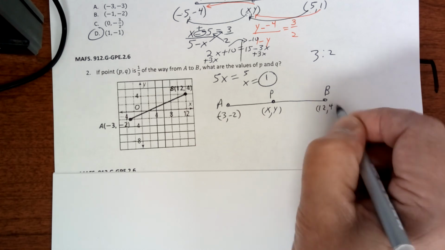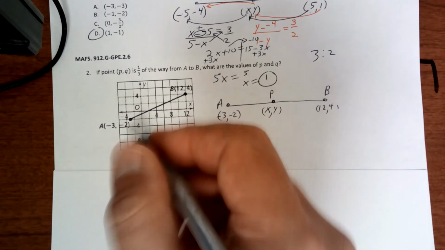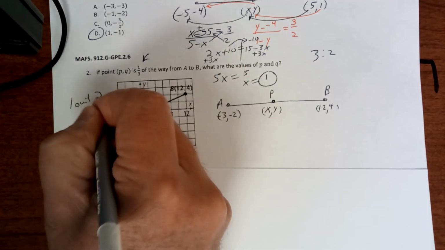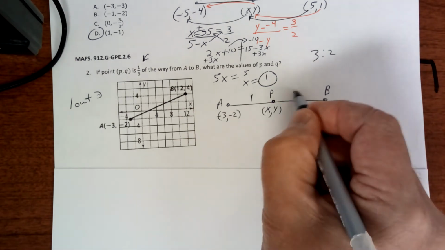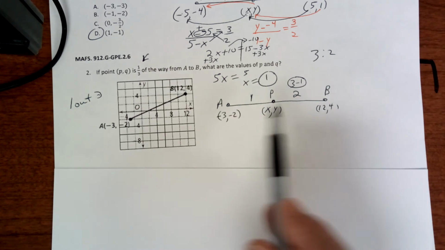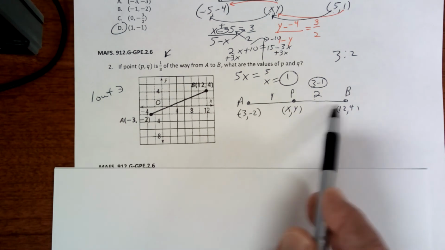So this is a 1-to-3. It's 1 out of 3 is what that is. So it's 1 out of 3 parts. So this would be the 1, and this would have to be 2. 3 minus 1 gives you 2, and that's 3 parts. 2 here and 1 there. So this is 1 out of a total of 3. And that's how you do that.